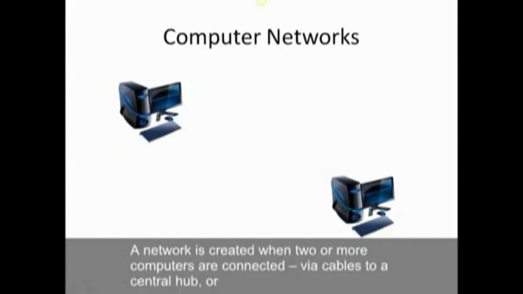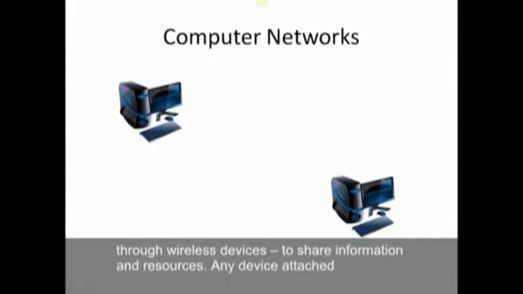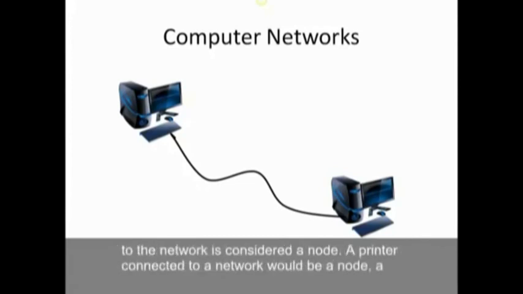Video 2. Computer networks. That's the topic of this short video tutorial, and we're just going to be talking briefly about the types of networks and the types of connectivity that are available. A network is created whenever two or more computers are connected. They would be connected using cables or through a wireless device, and the purpose is to share information and resources.